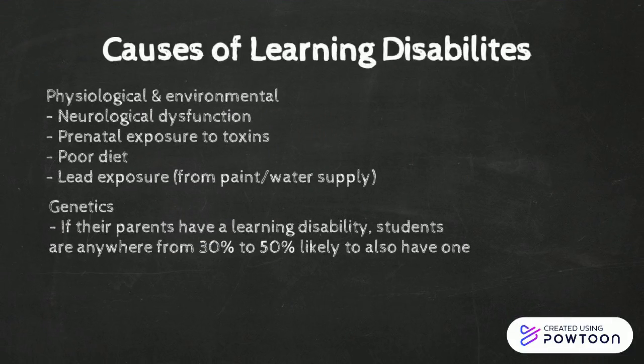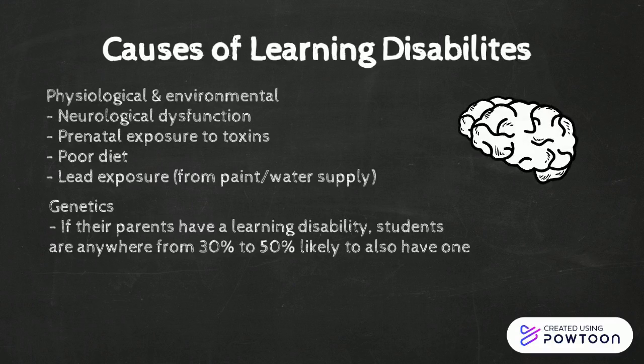Many psychologists agree that learning disabilities are caused by physiological and environmental factors, such as prenatal exposure to toxins and even lead exposure. Another cause can be genetics, as students are 30 to 50% likely to have a learning disability if their parents do as well.